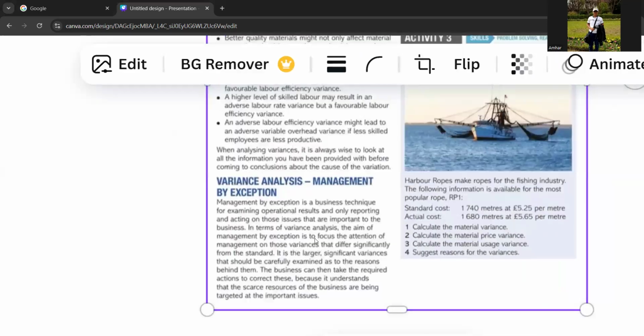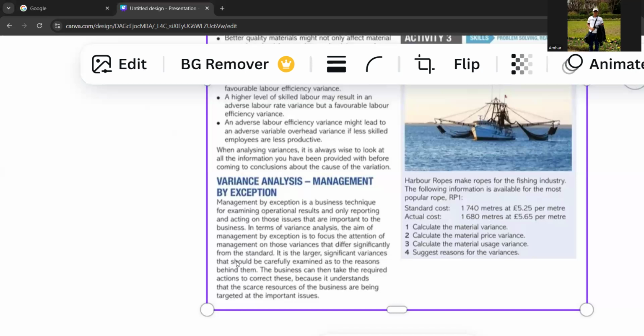In terms of variance analysis, the aim of management by exception is to focus the attention of management on those variances that differ significantly from the standard. So they are saying the aim of management by exception is that they will focus on variances that differ significantly. Like there will be a big difference between the actual figure and the standard figure. Did you understand? Yeah, understand. Okay.